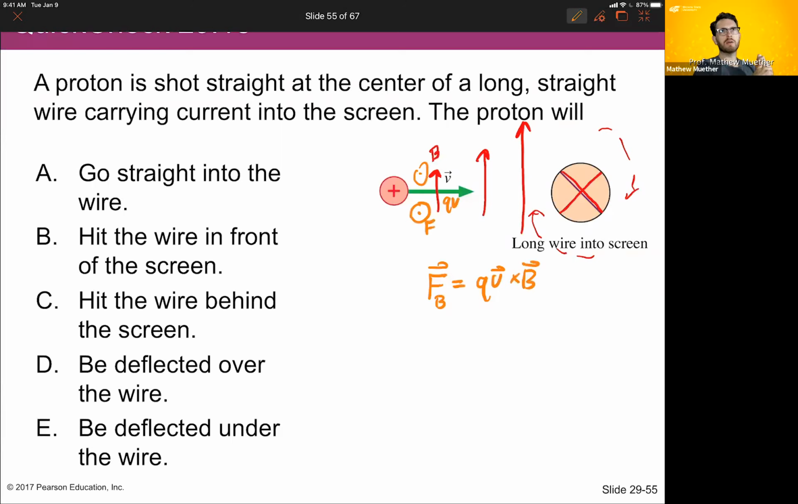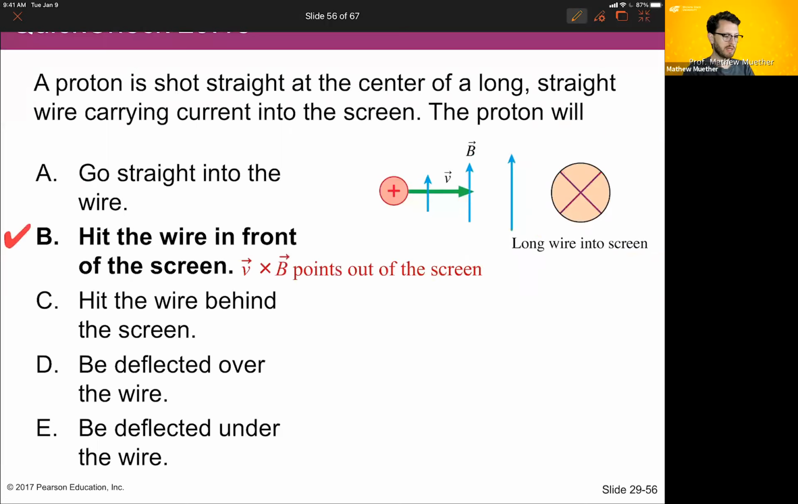Right, so as that particle is coming in and moving across here, if you were watching this thing, it would start moving towards your face, so it would be coming out of the page. It's never deflecting up or down, it's deflecting out of the page, and so eventually it's going to hit the wire at some point in front of the screen.